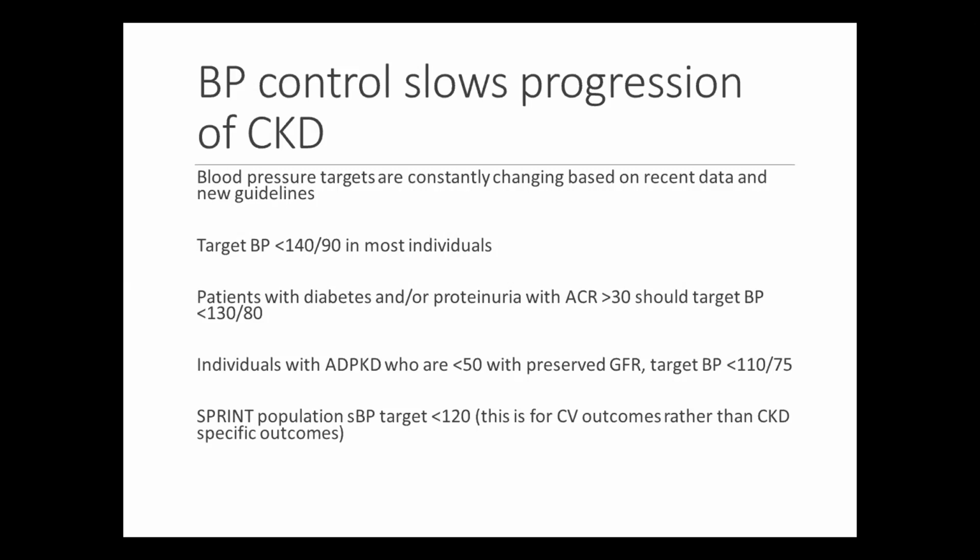And since the SPRINT publication a few years ago, this study included individuals who were over 50 and had an intermediate cardiovascular risk, and about a third of them had CKD, and it showed that blood pressure targets of less than 120 or closer to this had an improvement in CV outcomes. So this target would be mainly for reduced cardiovascular outcomes rather than CKD specific outcomes like progression or proteinuria, but it's something to keep in mind.